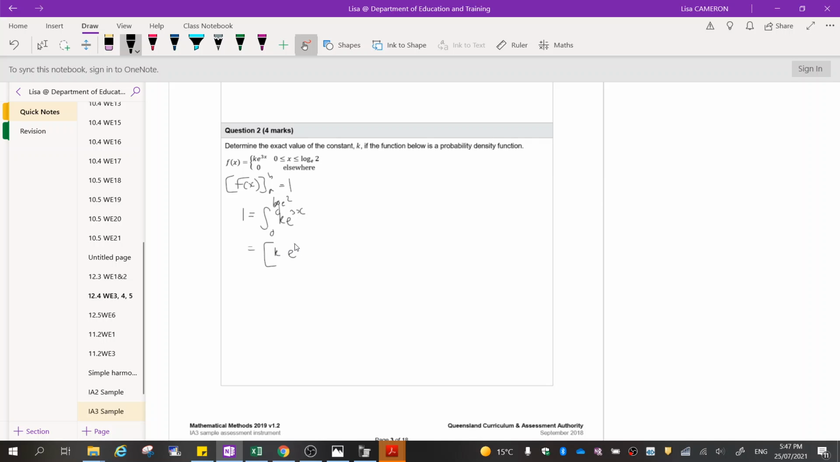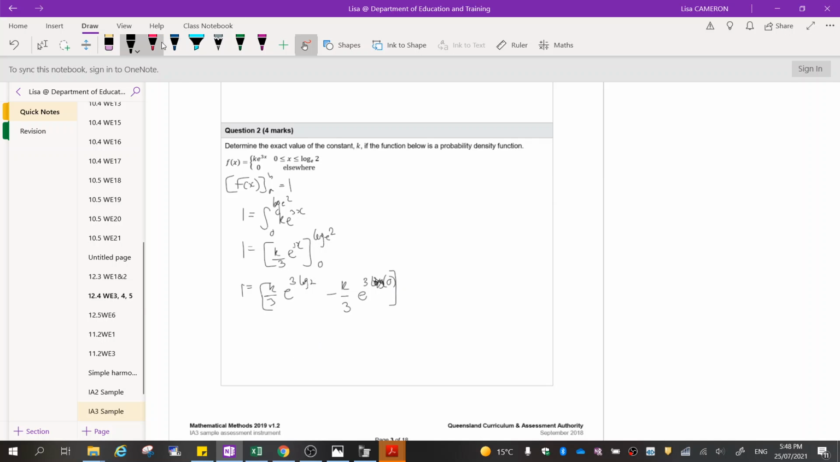When I integrate e to the 3x, I take the derivative of 3x, which will become 3, and it's going to be divided by that. So that's my new function, evaluated from 0 to log e 2, and that's still equal to 1. So now we're looking for the value of k that makes this statement true. So I'm going to substitute k over 3, so e to the power of 3 times log 2, minus k over 3, e to the power of 3 times 0. Oh wait, not even log 0, it's just 3 times 0.